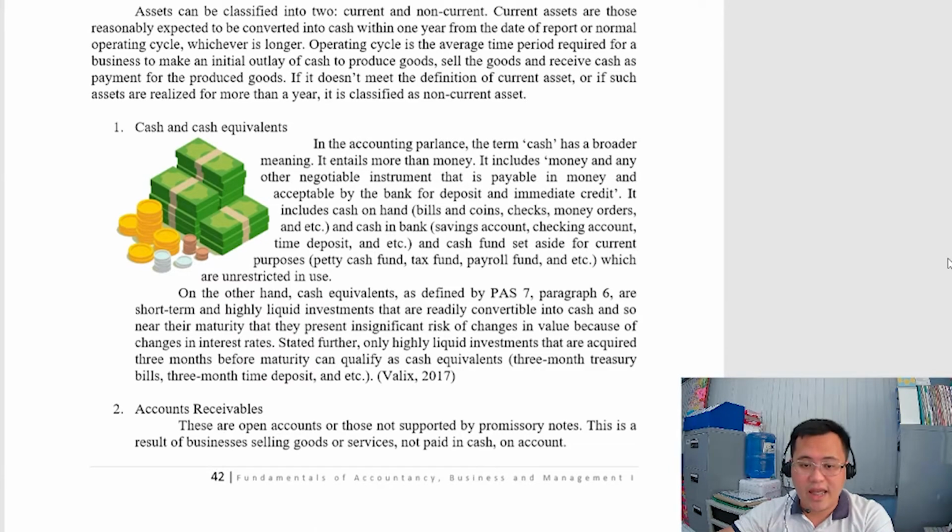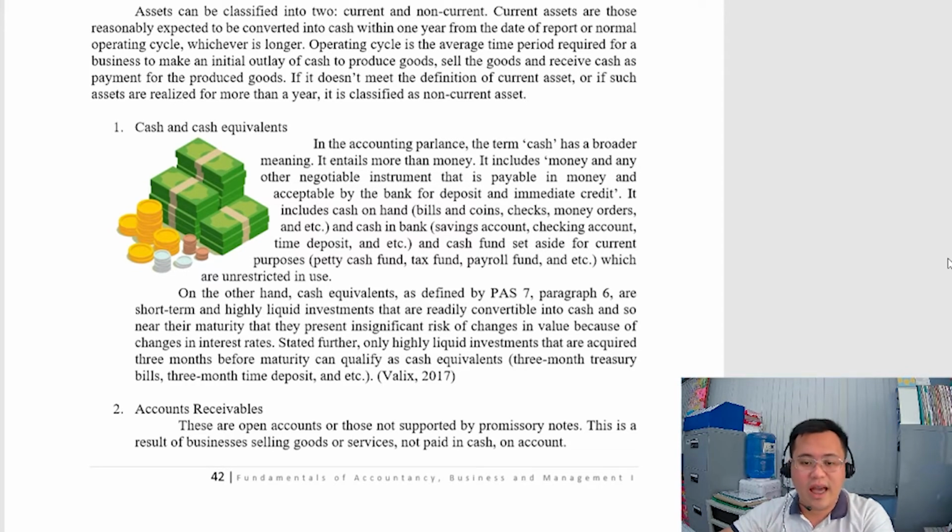It includes money and any other negotiable instrument that is payable in money and acceptable by the bank for deposit and immediate credit. Now, it includes cash on hand. So cash on hand refers to these bills and coins, checks, money orders, and etc. So these are the cash which are being possessed by the owner of the business or which are in the hands of the business owner.